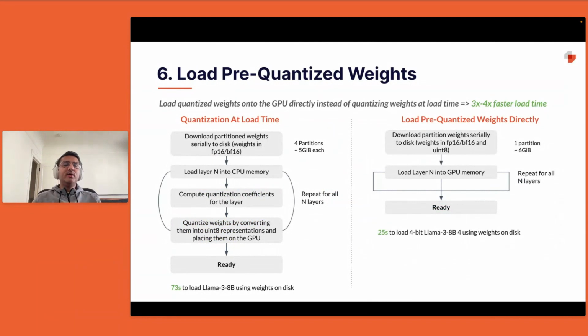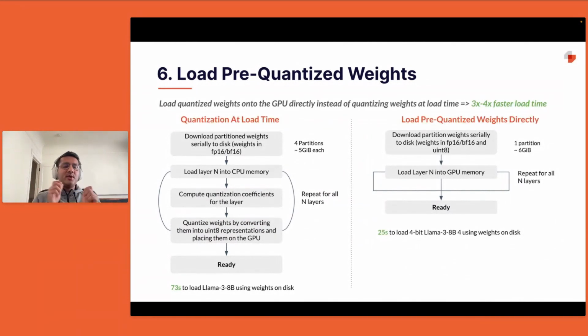Traditionally, the way quantization works is that you download the partitioned weight files serially, so one by one to disk, and these weights are in FP16 or BF16. Something like a Llama 3 8 billion might have 4 partitions, each of which are 5 gigs in length. So right away, you're bottlenecked by the network bandwidth that you have. Now let's say these weights are on disk. The way quantization works is that you load a layer into CPU memory.